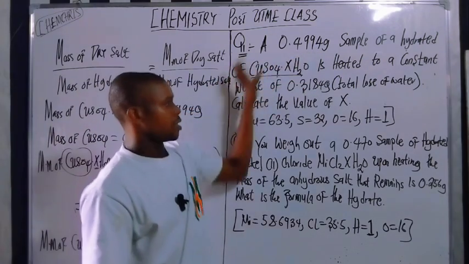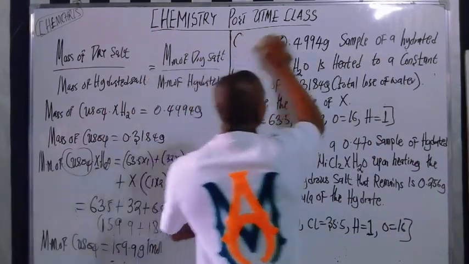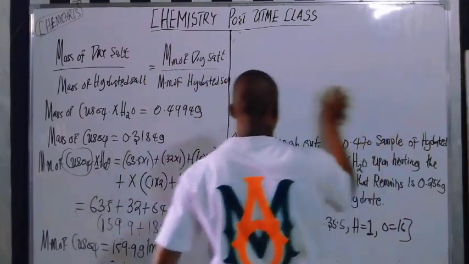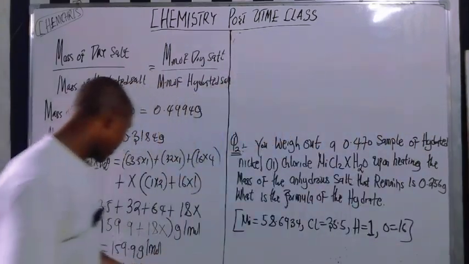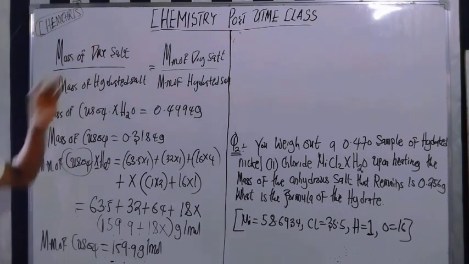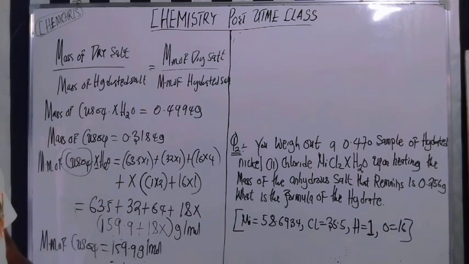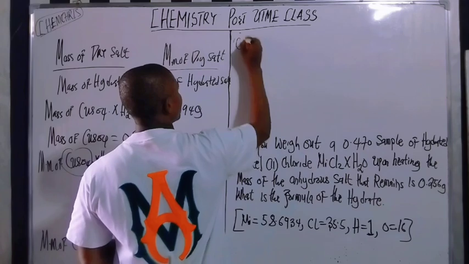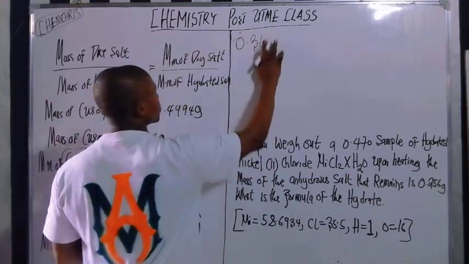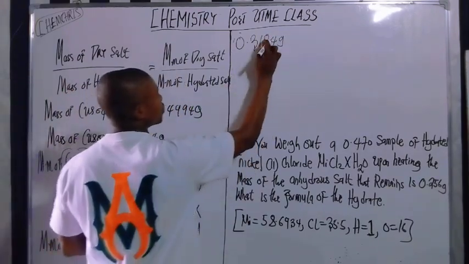So now, yeah, we have gotten. I'm going to wipe this place here because I don't think we need this again. So I'm wiping this place, so you can use it to do the calculation. So from here now, let's substitute our values. So the mass of the dry salt. Remember, this is the dry salt, so the dry salt is the one without water. So the mass is 0.3184 gram. Can you see that? Over.